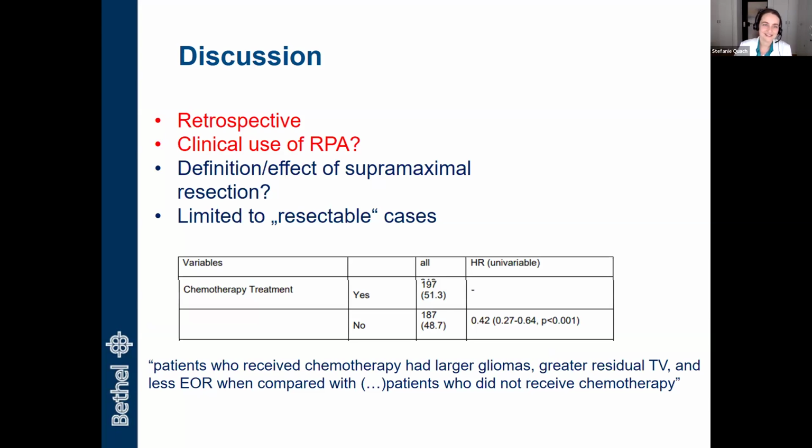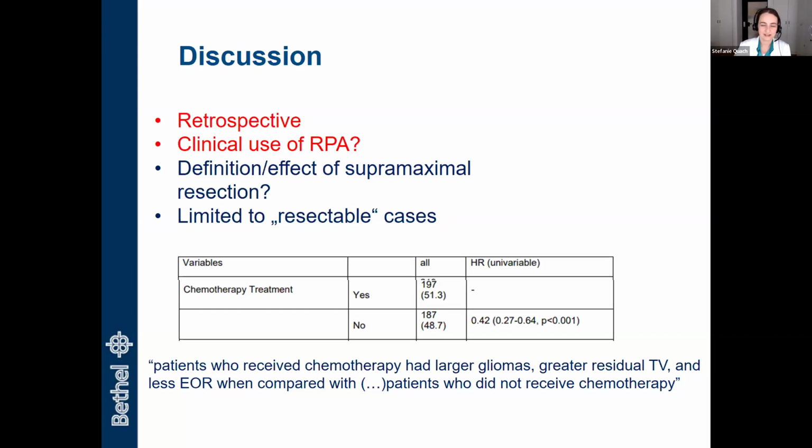Of course, it's retrospective data, especially important in the consideration of the chemotherapy treatment, because from the RPA analysis alone, one could argue that chemotherapy would be worsening the prognosis of the patient. But of course, this was not a randomized study in that respect, and chemotherapy treatment was rightly chosen by the treating physicians in tumors that were more likely to progress.